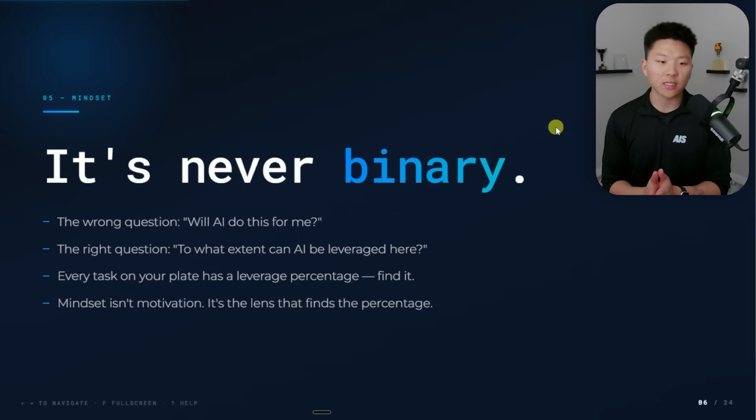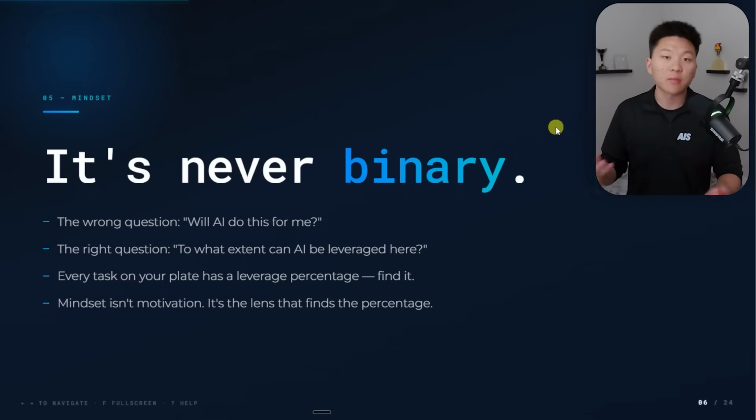A couple of the key highlights that we already hit on. It's never binary. The question is never, will AI do this for me? The question is, to what extent can I leverage AI here? 30%, 60%, maybe it's 0, but it's very unlikely that it's 0. Every task on your plate has a leverage percentage. You just have to find it. And mindset isn't motivation. It's the lens that finds the percentage.